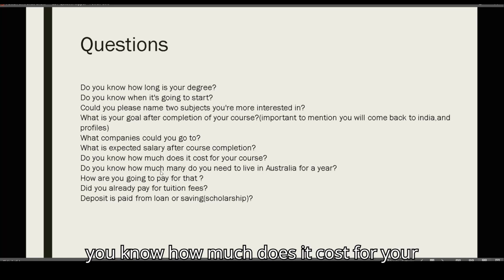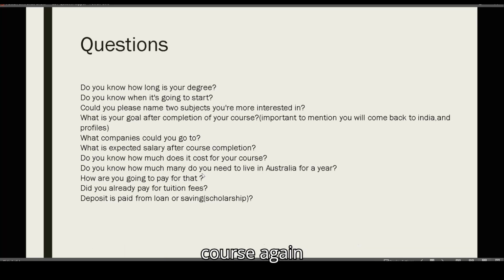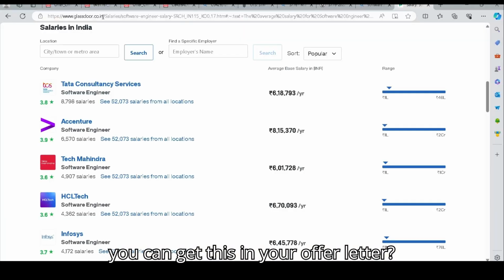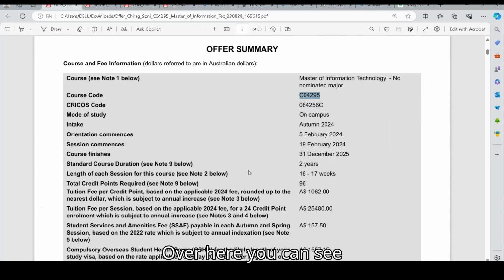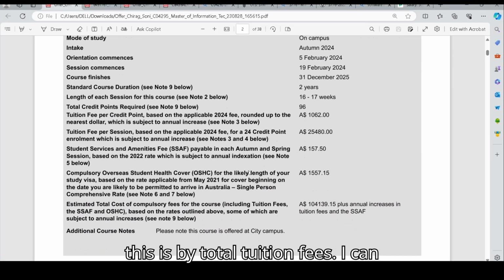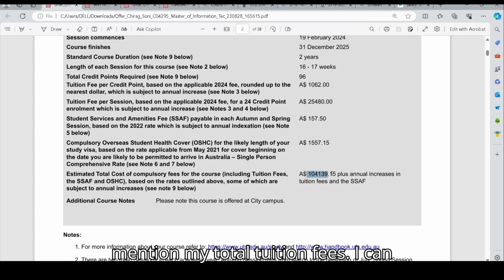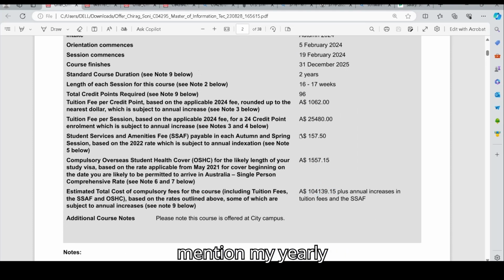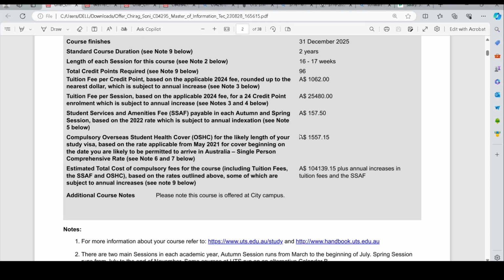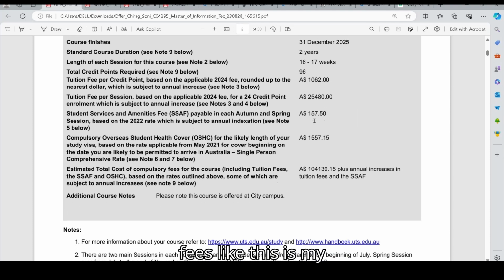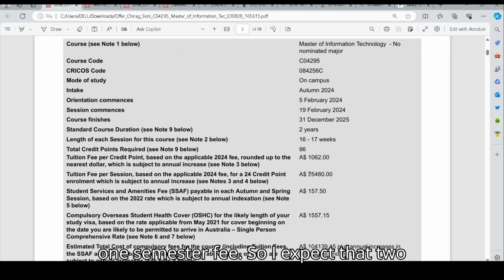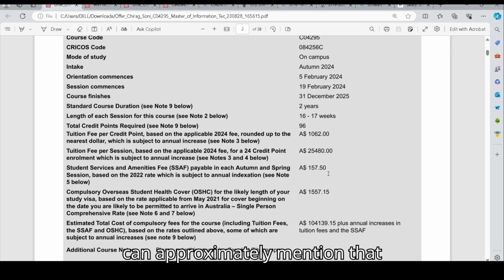Do you know how much it costs for your course? Again, you can get this in your offer letter. Over here, you can see this is my total tuition fees. I can mention my total tuition fees. I can mention my yearly fees, like this is my 1 semester fee. So as per that, 2 semester fees will be around 50,000, 51,000. You can approximately mention that.